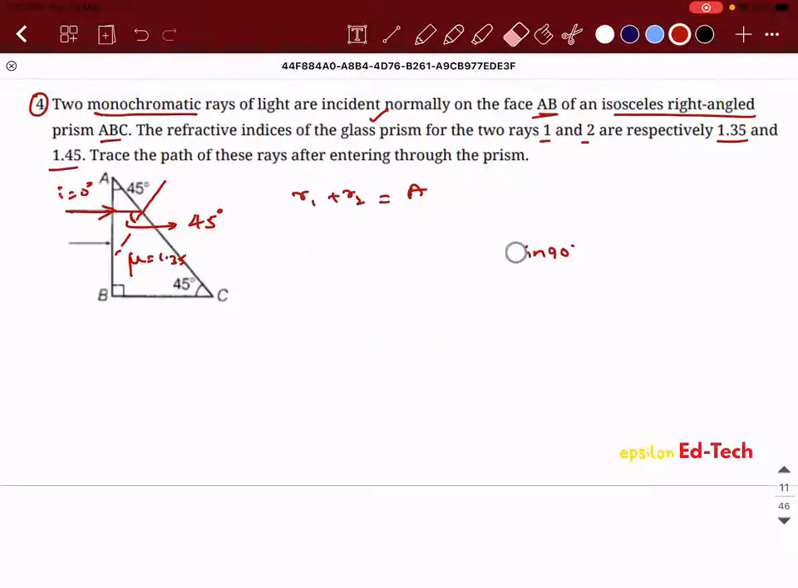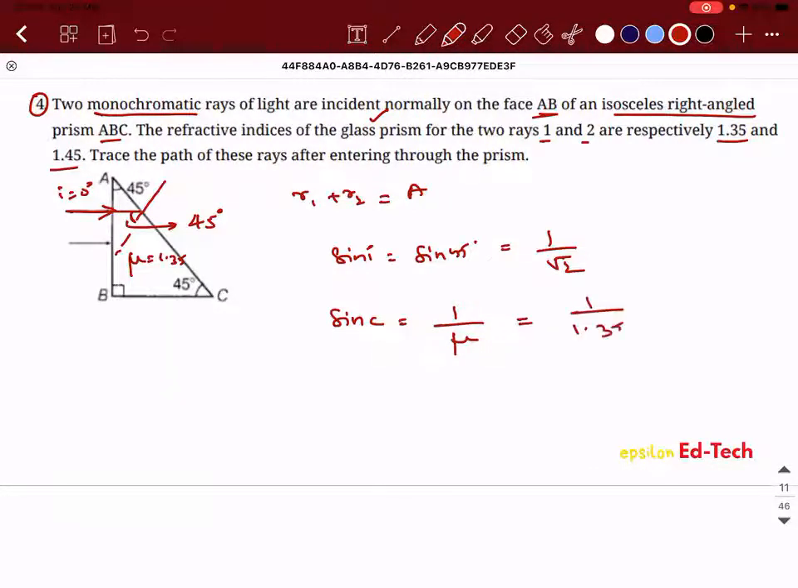Wait, listen. See, what is the sine of the angle of incidence, guys? It is sine 45. Accepted. That is going to be 1 by root 2. So what is sine c equal to? What is the formula for sine c? Sine c is 1 by mu. Right. So 1 by mu means 1 by 1.35.